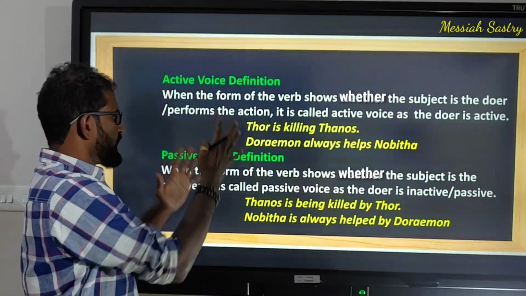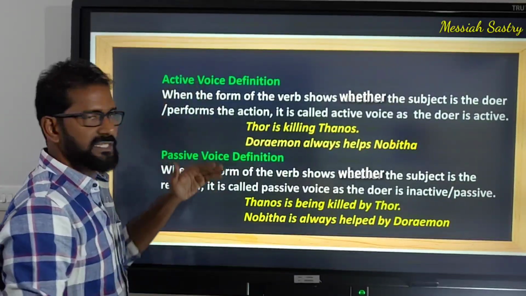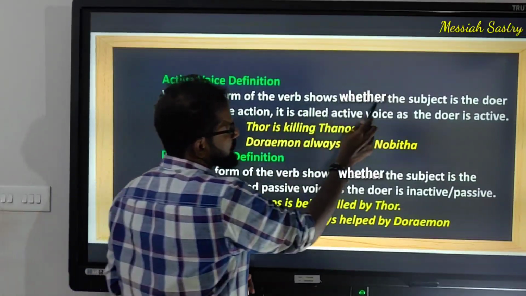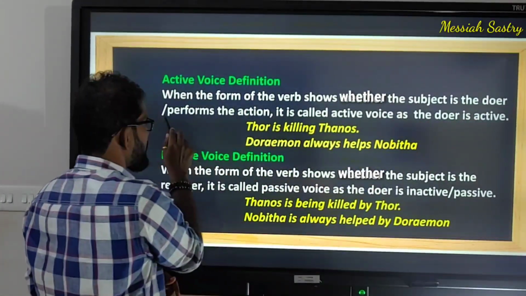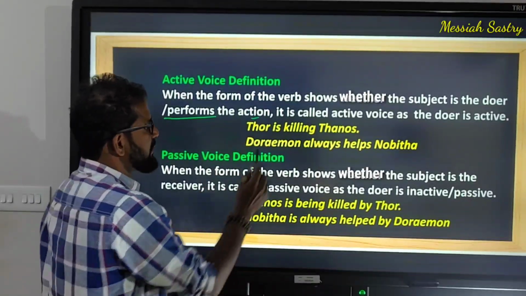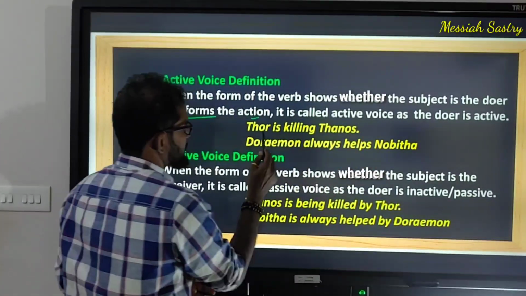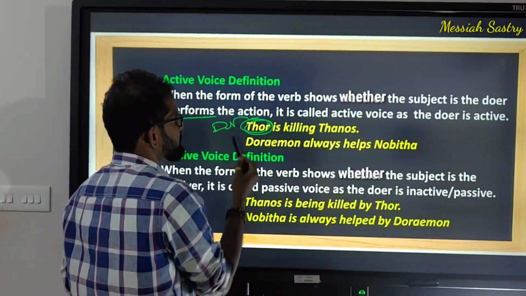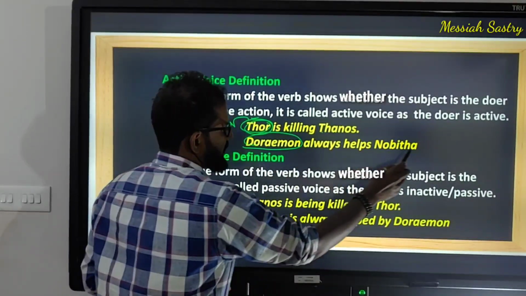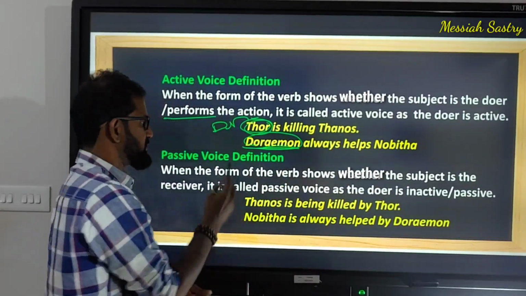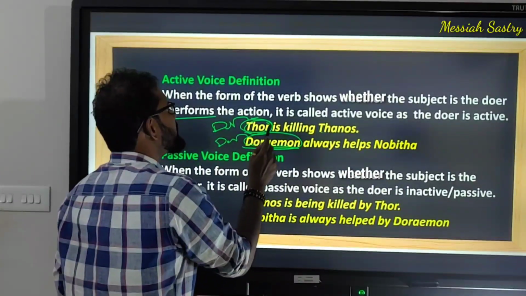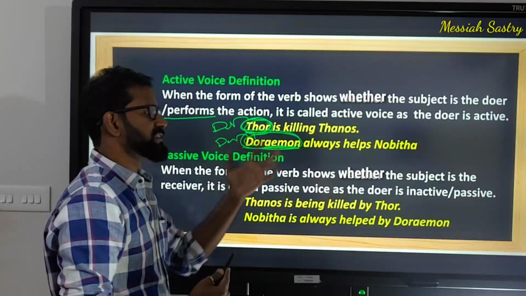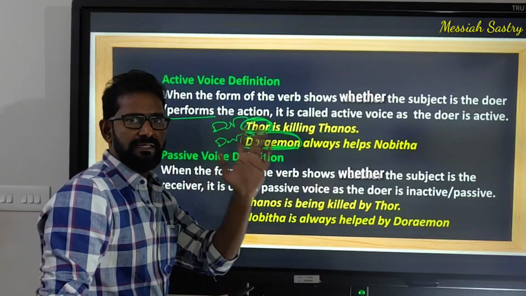Earlier I mentioned active voice and passive voice. What is active voice? What is passive voice? We see the definitions now. When the form of the verb shows that the subject is the doer or performs the action, it is called active voice. Thor is killing Thanos. The subject is the doer. Doraemon always helps Nobita. Doraemon, the subject, is the doer. So when the subject is a doer, it is called active voice.